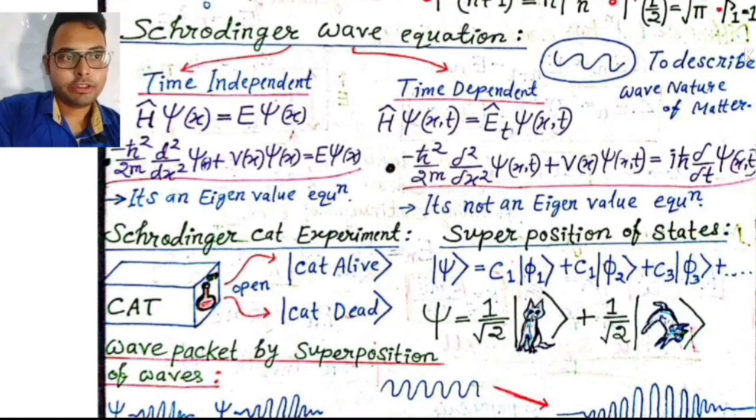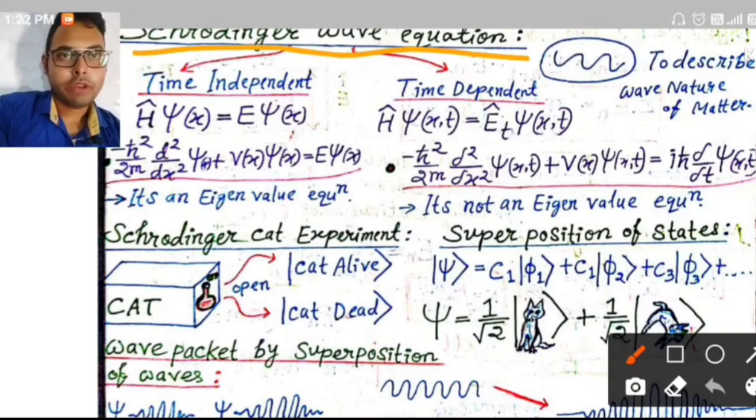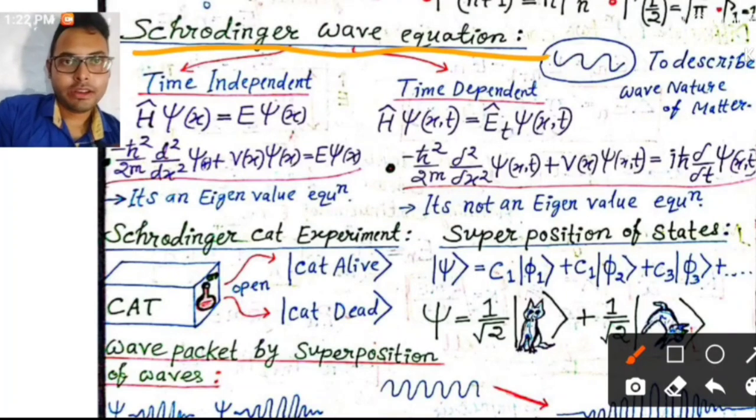So, the Schrödinger wave equation. There are two types: time independent and time dependent. Okay, time independent is minus ħ square by 2m d square by dx square psi(x) plus V(x) psi(x) equal to E psi.